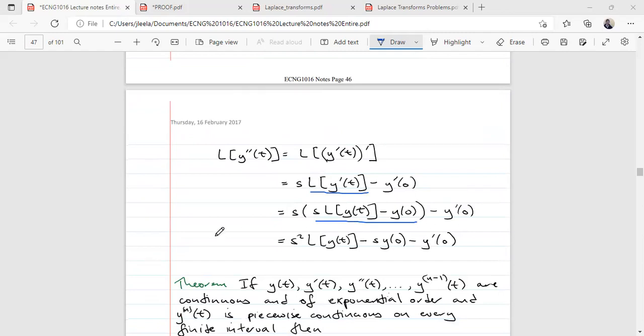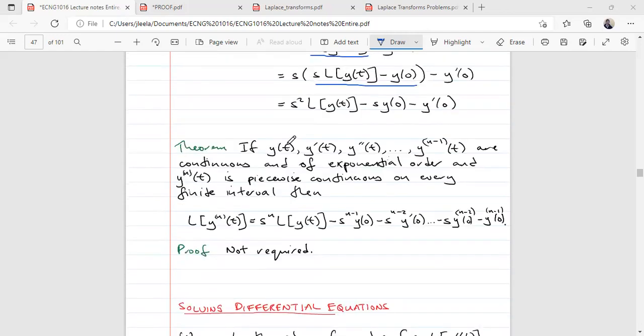Or you could even use this to derive the Laplace of the third derivative. So a good exercise for you to do is take the third derivative, derive it from the second derivative, and make your substitutions, right?